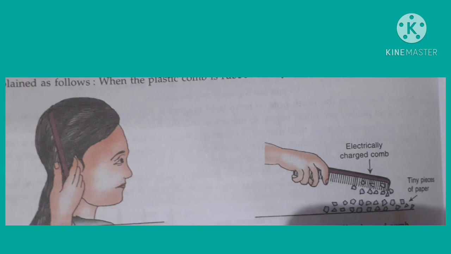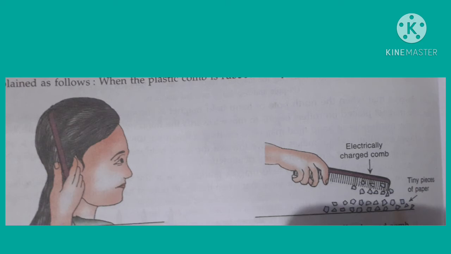Children, when we take a plastic comb and rub it in our dry hair for about 1 minute, then bring the comb near tiny pieces of paper, we will find that this comb attracts the tiny pieces of paper. The tiny pieces of paper move towards the comb and stick to it. This can be explained like this.